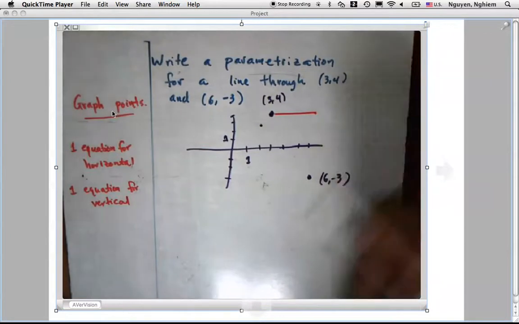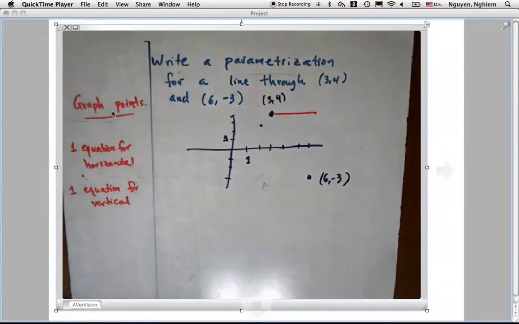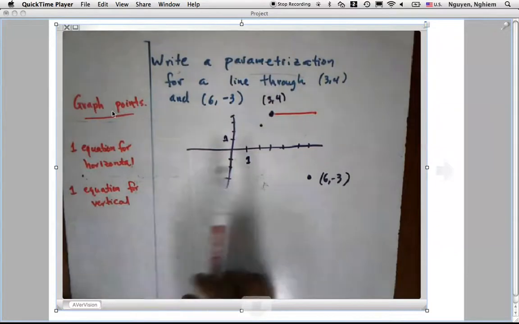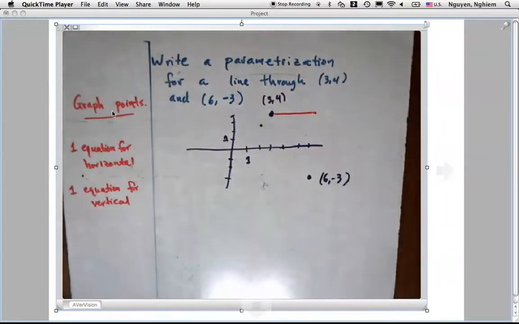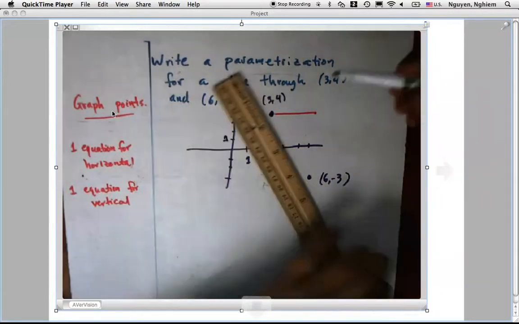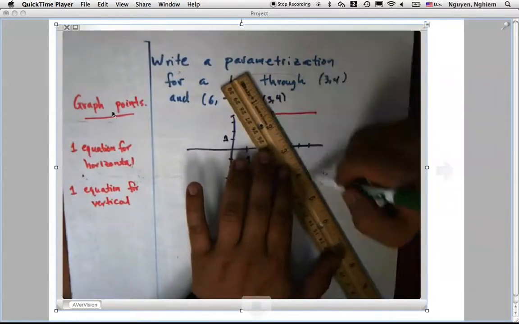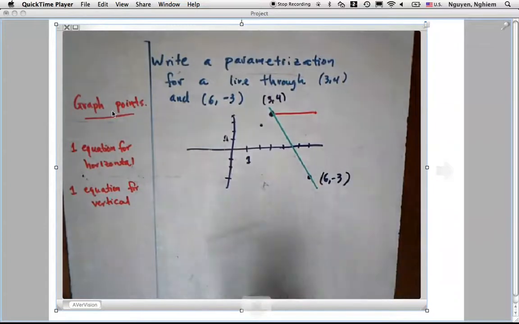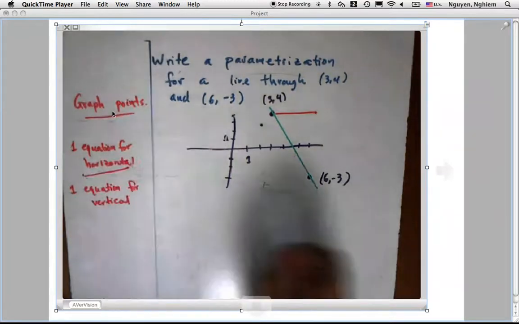Okay? And again, one of the nice things about parametric equations is that it allows us to ignore one of the directions and just create a graph in terms of the other one. So I'm going to ignore what this line here does. And in fact, let me draw the line in here. Okay? So the line starts from (3, 4) and it goes through (6, -3). So we just ignore the vertical for a minute here.